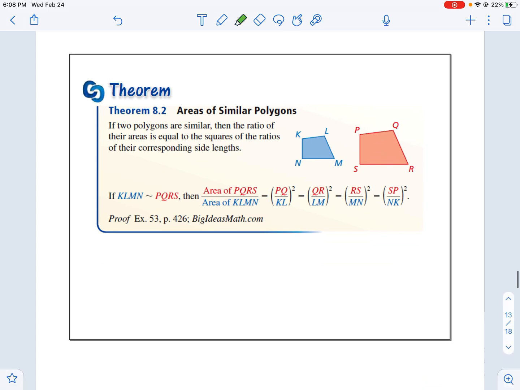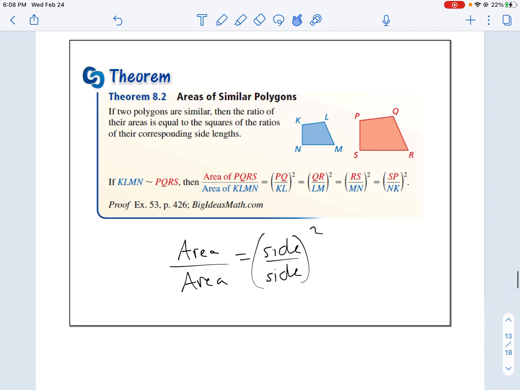Now, area is slightly different, but also similar. It's area over area equals side over side squared. So now we're just squaring those sides. Here we go.